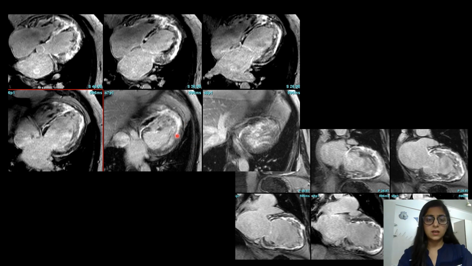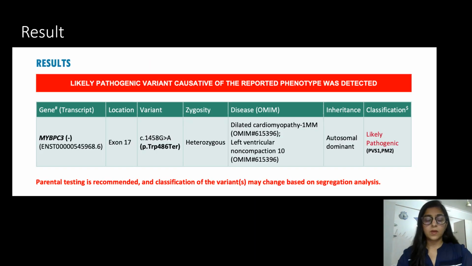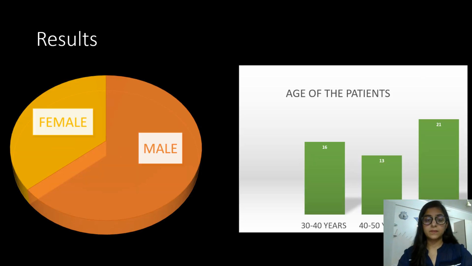Extensive enhancement is seen, not fitting into a coronary territory. On genetic testing, we saw the MYBPC3 gene positive, which was likely pathogenic. So my results are, there were 36% females and the rest males. Regarding age, 16 patients were in the age of 30 to 40 years, 13 were in the age group of 40 to 50 years, and 21 patients were more than 50 years of age.